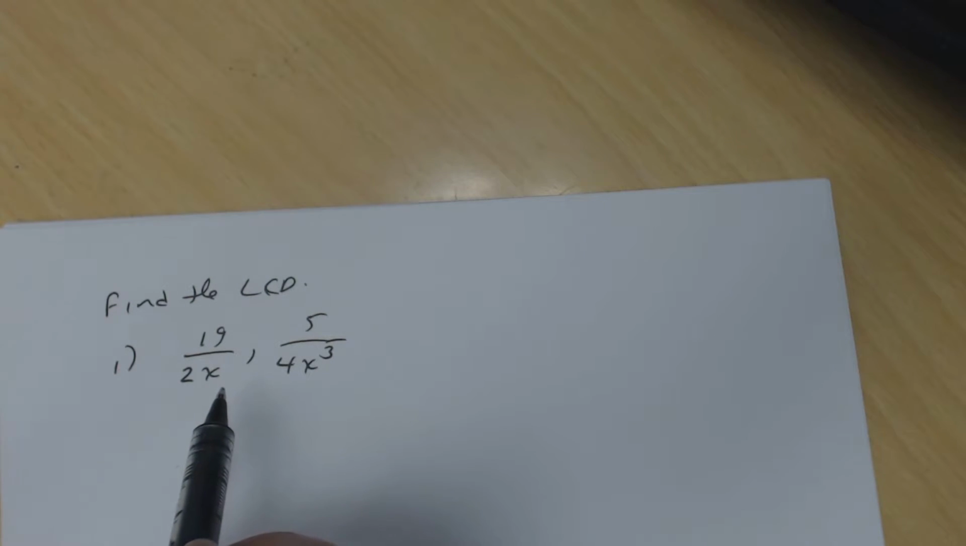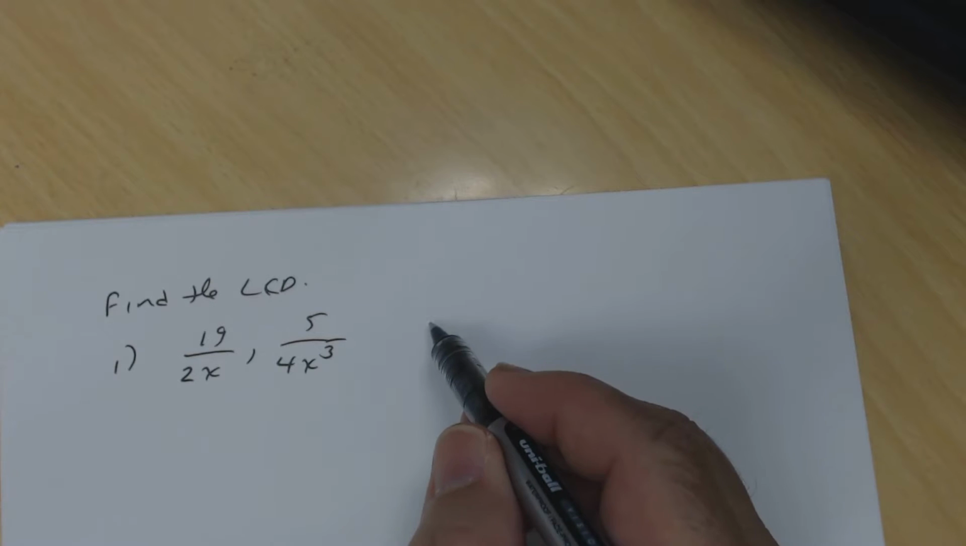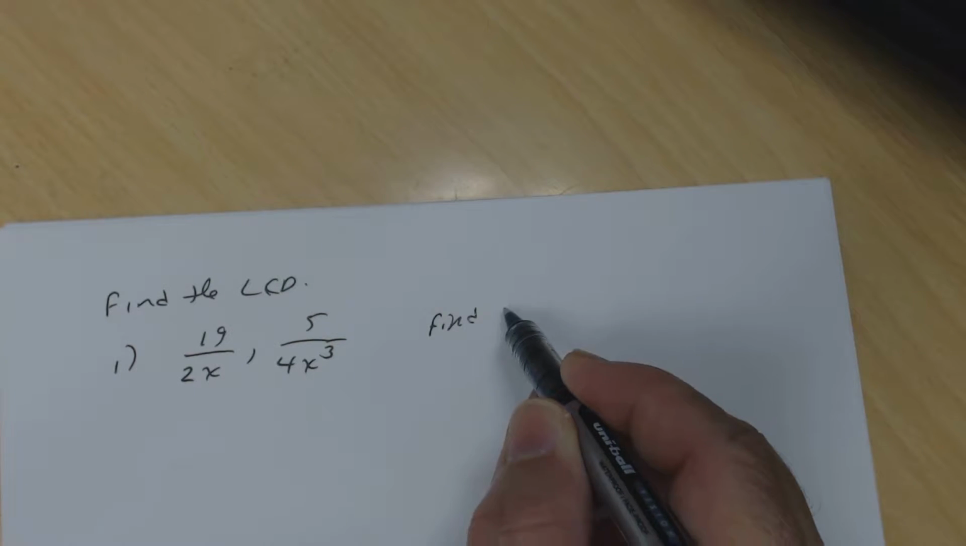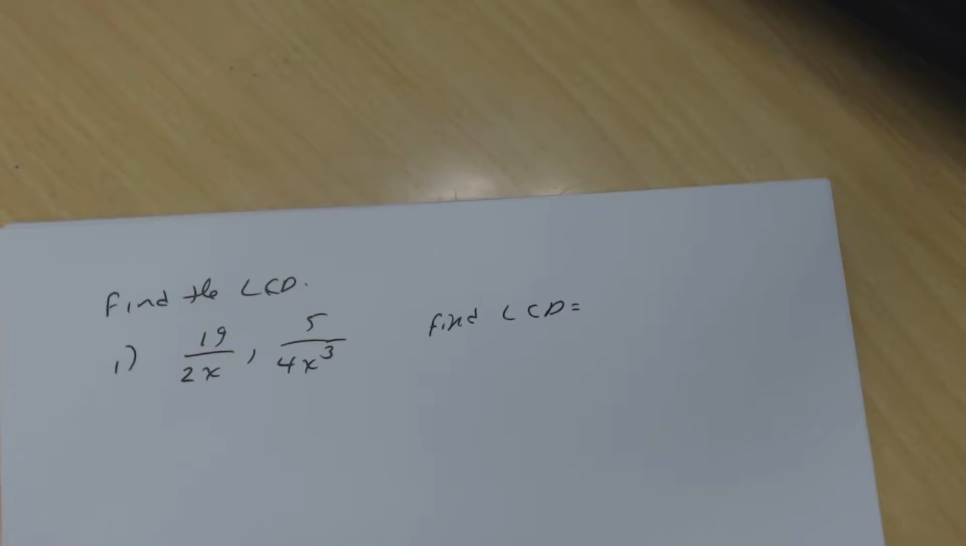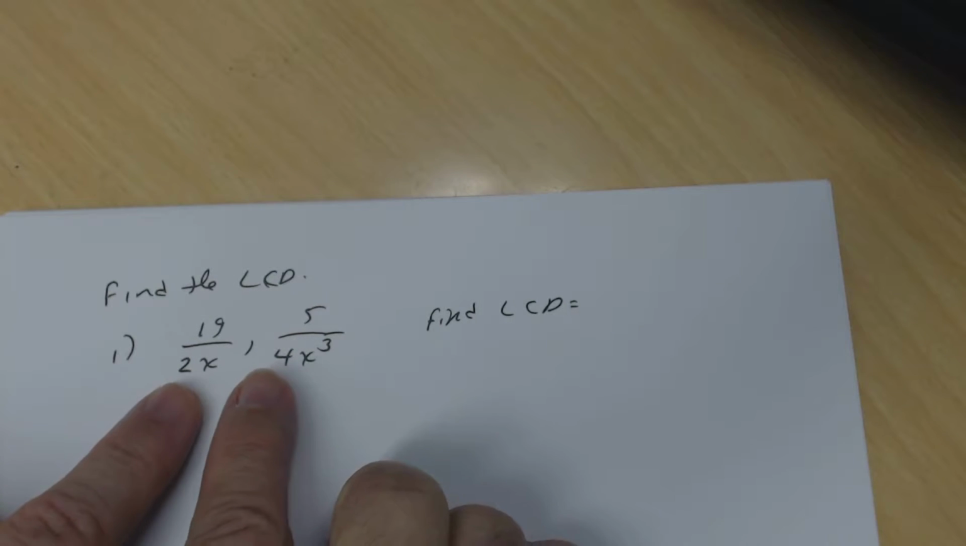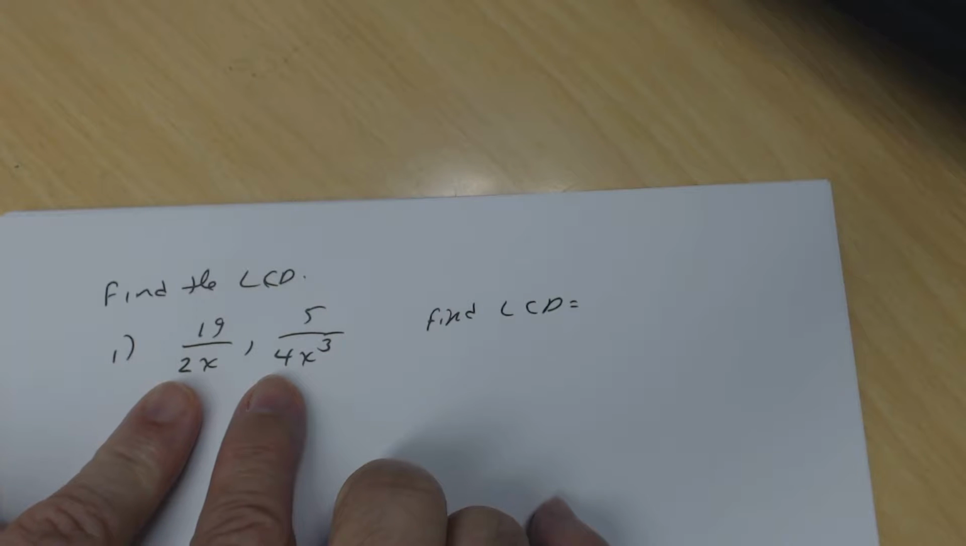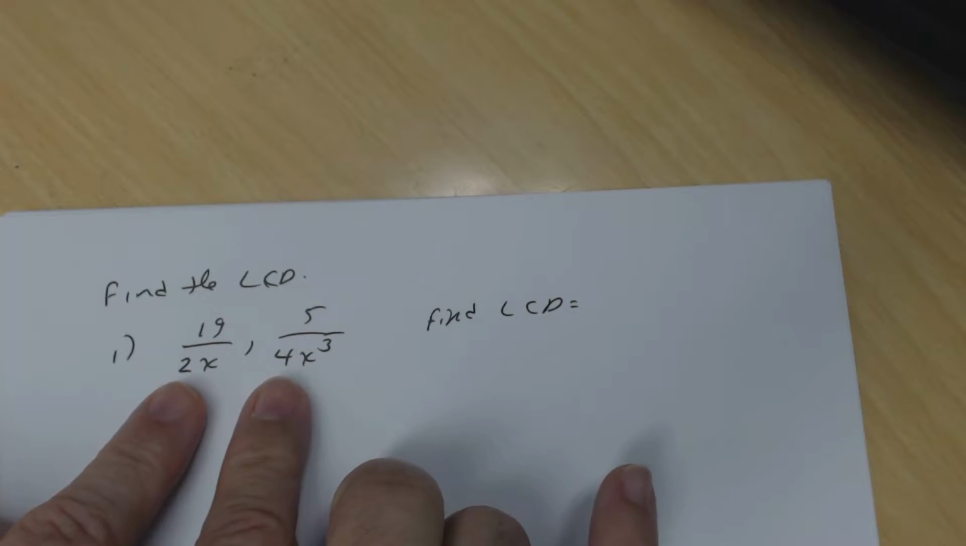Because at some point in another lesson, you're going to have to add or subtract these two fractions, and you've got to make sure that these denominators are the same. And right now they're not. So you're going to have to find the LCD. That's your goal. What I would do first is, again, you're only interested in the denominator, so look at the coefficients first. 2 and 4. What is the least common multiple of 2 and 4? Well, it is 4.